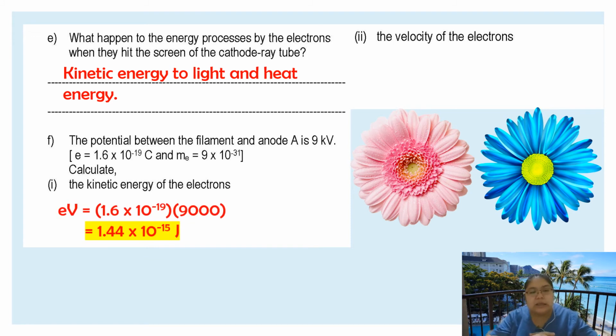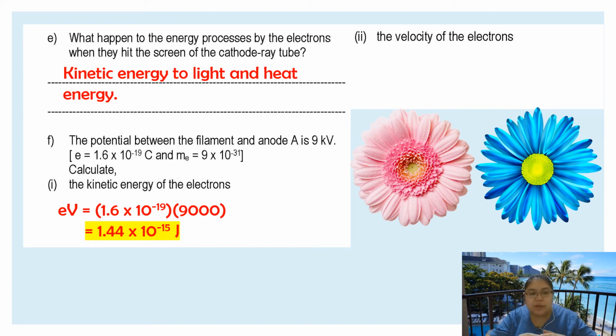That's eV. e means the electron charge, 1.6 times 10 to the power of negative 19. V is the potential difference, which here is 9,000. After multiplying, we get 1.44 times 10 to the power of negative 15 joule. Still joule.